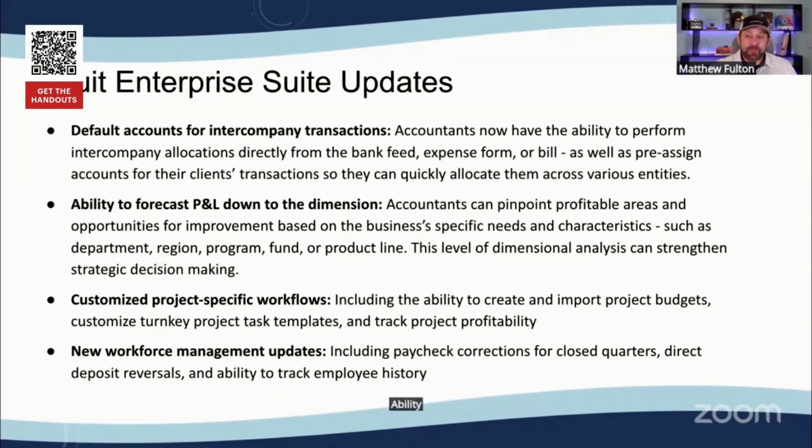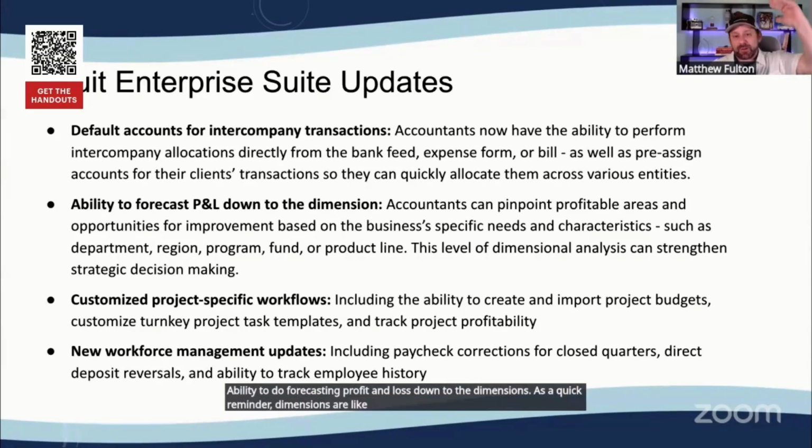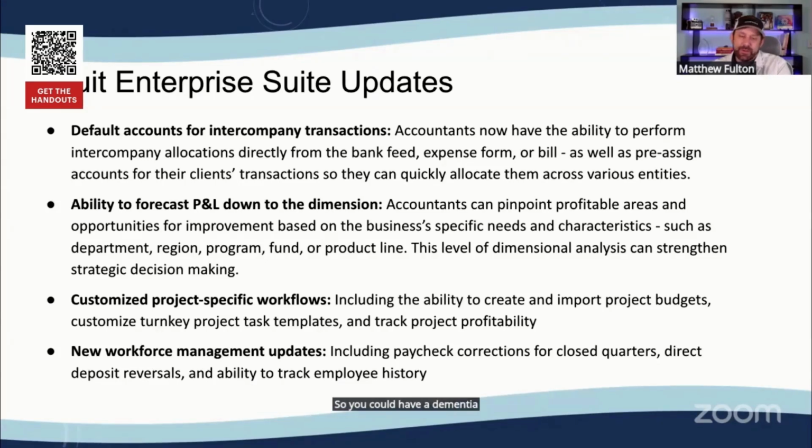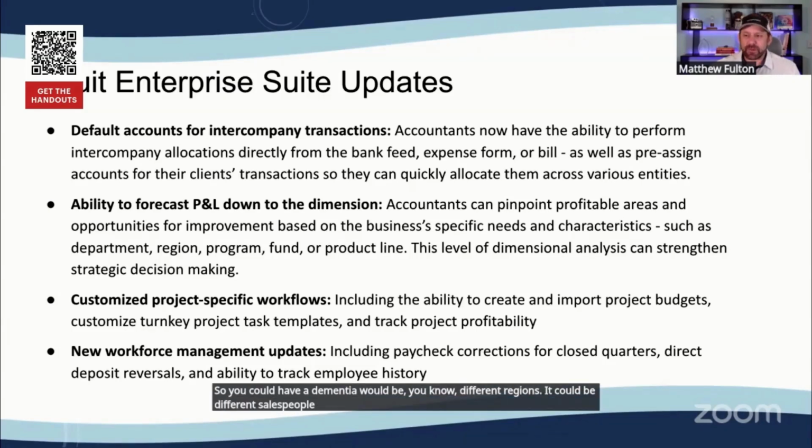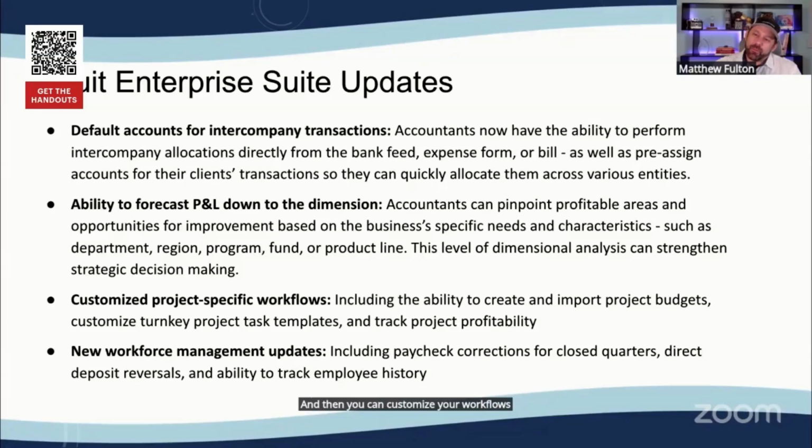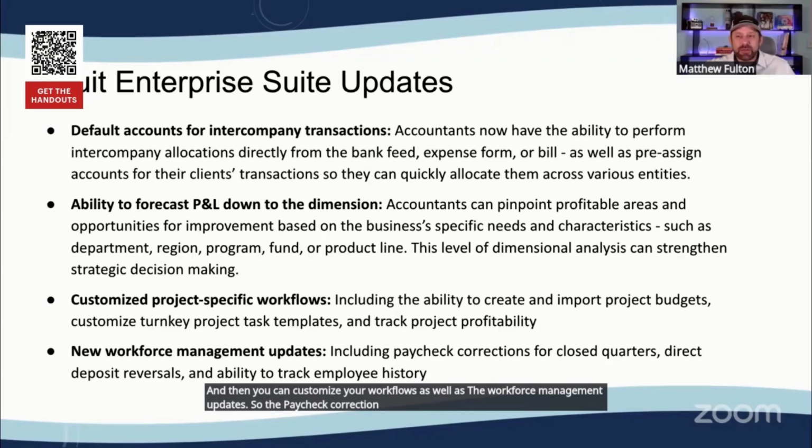Ability to do forecasting, profit and loss down to the dimensions. As a quick reminder, dimensions are like separate class lists, where you can have multiple dimensions on transactions. A dimension could be different regions, different salespeople, or a whole bunch of different stuff. And then you can customize your workflows, as well as the workforce management updates, like the paycheck correction for closed quarters. That's all going to be in IES as well, which should be pretty interesting. I haven't played with some of this stuff yet, though.